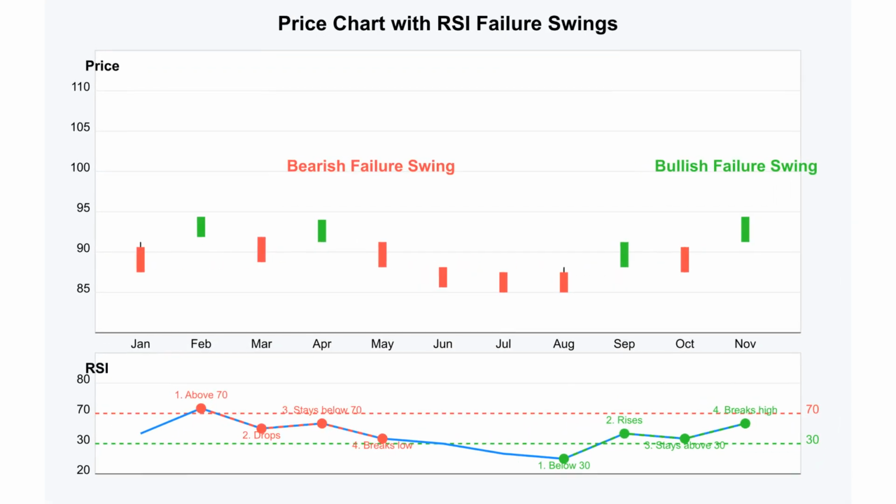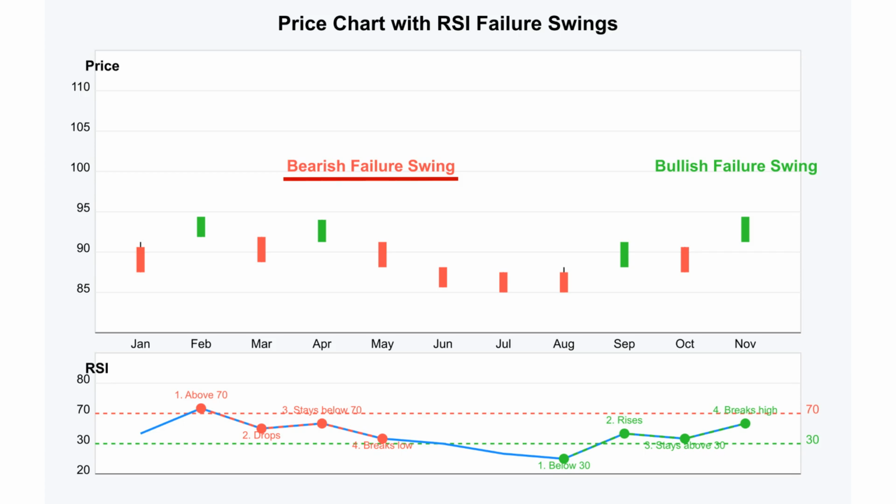Next, let's explore failure swings. Developed by RSI creator Welles Wilder, they reveal momentum reversals before they appear in price action. These four-step patterns signal potential trend changes without requiring new price extremes, giving traders earlier entry signals. For a bearish failure swing, the pattern unfolds systematically, as seen in the chart from February to May.